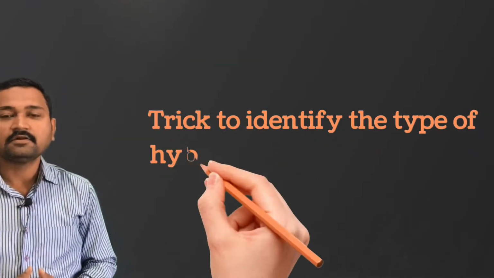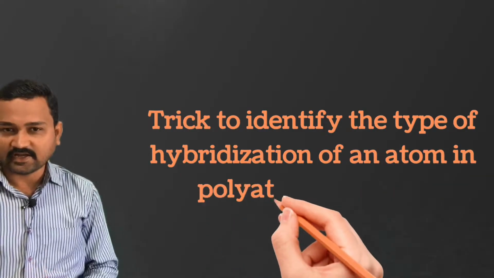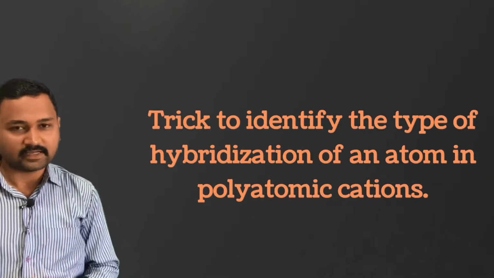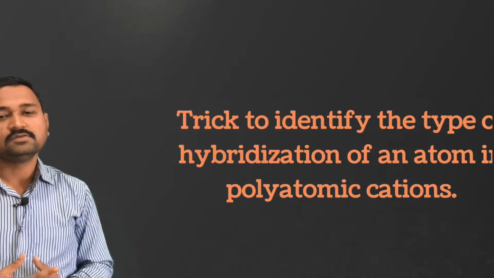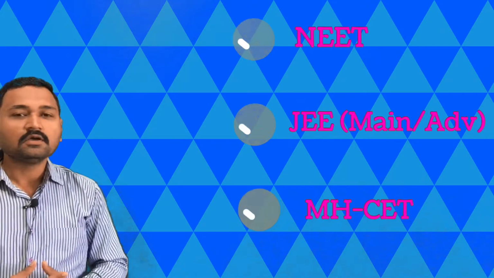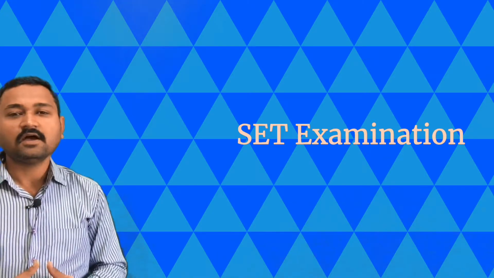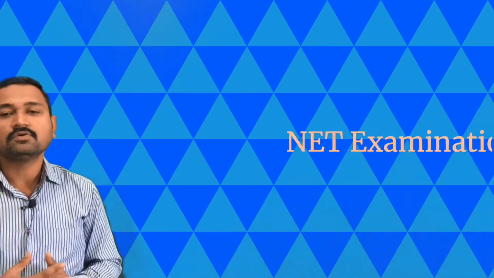Now in today's lecture, we are going to learn a trick to identify the type of hybridization of an atom in polyatomic cations. This video is useful for all chemistry students who are preparing for NEET, JEE, CET, and also for the State Eligibility Test and the National Eligibility Test. I request you to kindly watch this video till the end.